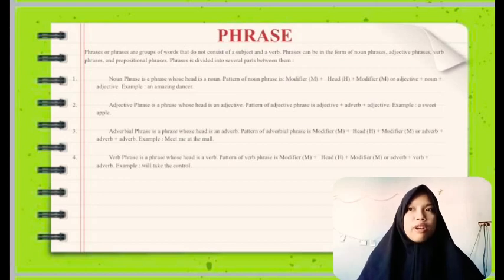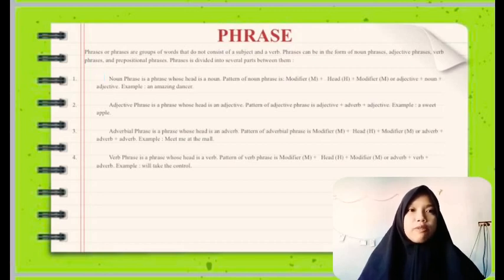1. Noun phrase is a phrase whose head is a noun. Jadi, noun phrase memiliki pengertian sebuah noun yang terbentuk dari lebih dari satu kata. Meski terbentuk dari banyak kata, tetapi sifat dasar noun phrase tetaplah sebagai kata benda. Pattern of noun phrase is adjective plus noun plus adjective. For example, an amazing dancer.